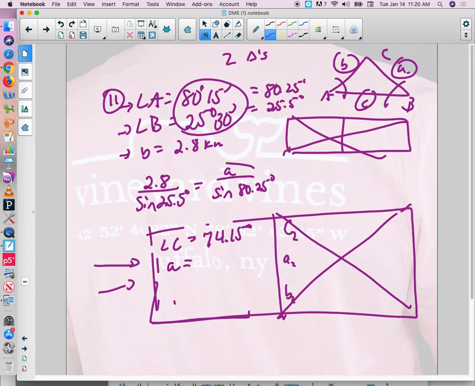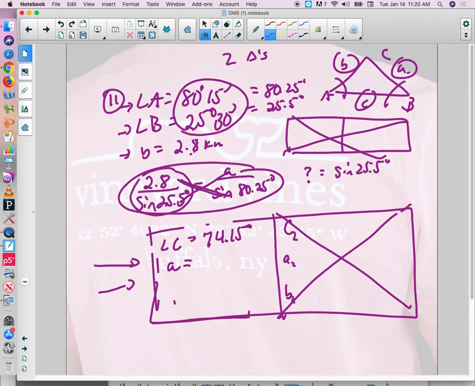All right, little a, I have it set up here. I have 2.8 b over sine b equals a over sine a. So I'm going to cross multiply like this. I'm going to multiply these two, and I probably won't write it all down. Whatever that is going to be equal to the sine of 25.5 times a. So I'm going to multiply these two and divide by this number.